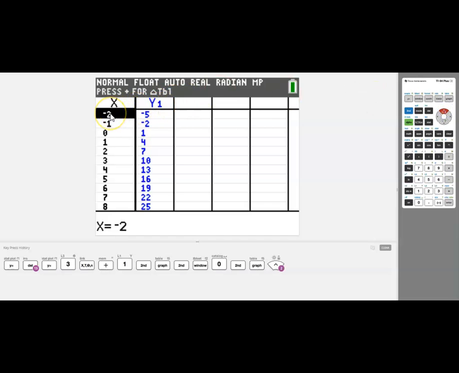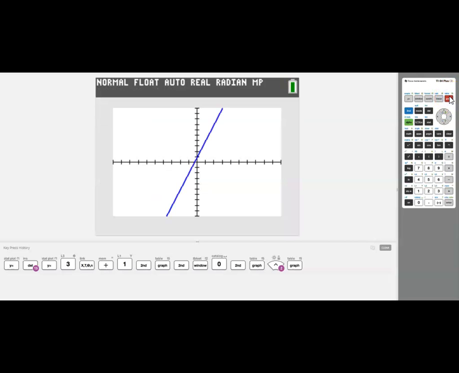So if I plugged in -2 into that equation, y equals 3x plus 1, I would get -5. So this kind of gives you the answers. If you plug in 0, you get 1. If you plug in 2, you get 7. And so that's one way that you can use your graphing calculator to check your work. Also, if I want to look at a graph of it, I can just go over here and hit this graph button, and it'll graph it for me.